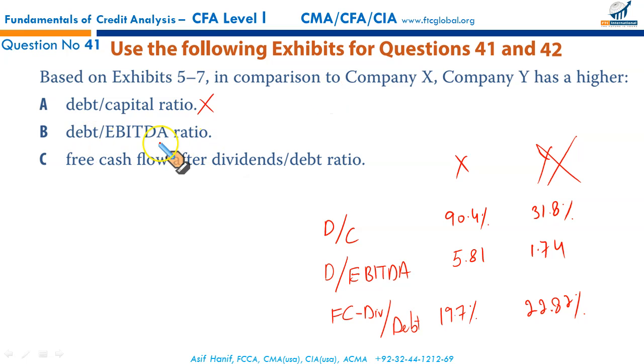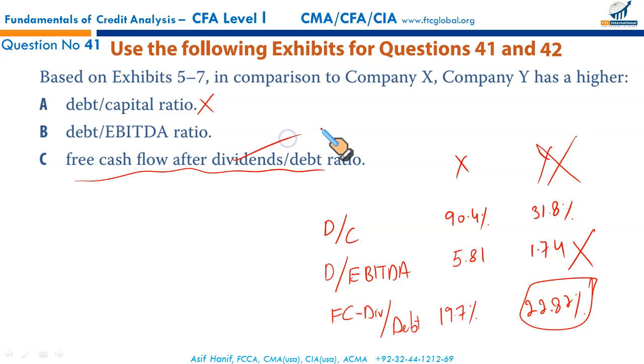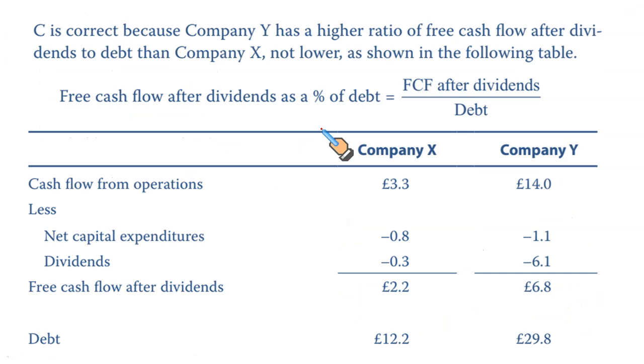Company Y has a higher debt to EBITDA? No, it's lower. Company Y has a higher free cash flow after dividends to debt ratio? Yes, that's the correct option, 22.82. So that makes C to be our correct option. C, as you can see, C is the right answer.